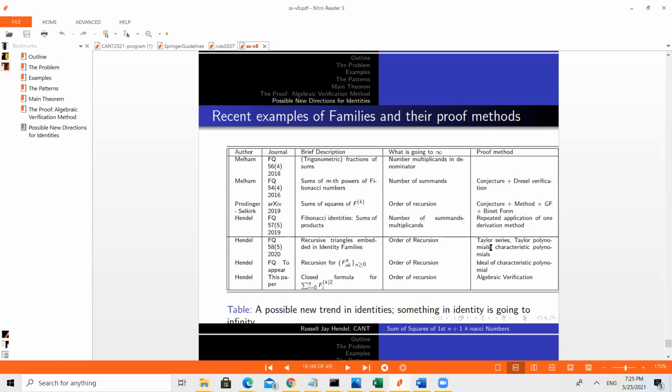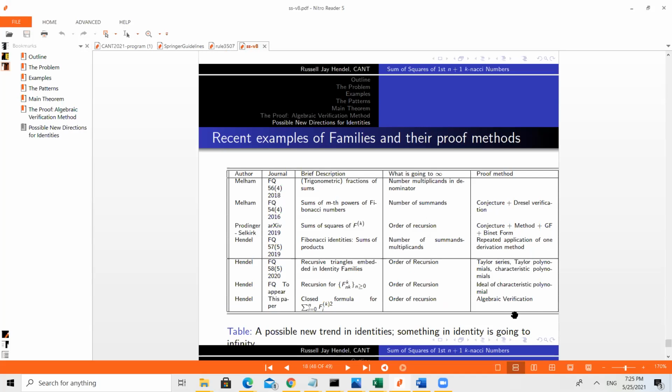I used the Taylor series for, well, a Taylor series is a Taylor series, and every Taylor series has Taylor polynomials. Each Taylor polynomial is of finite degree, and it corresponds to the characteristic polynomial of that particular recursion. And using that, I was able to prove these things. So again, this is a different method. You've never seen a method like this, and I think it has promise.